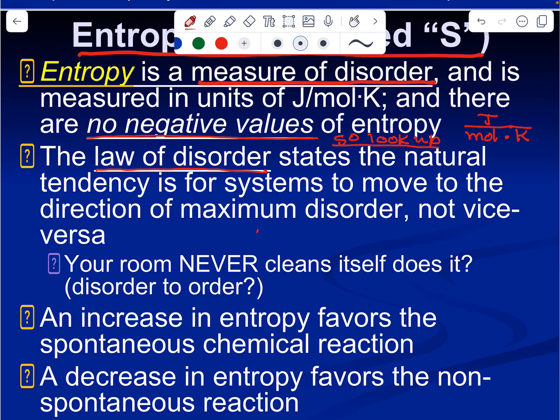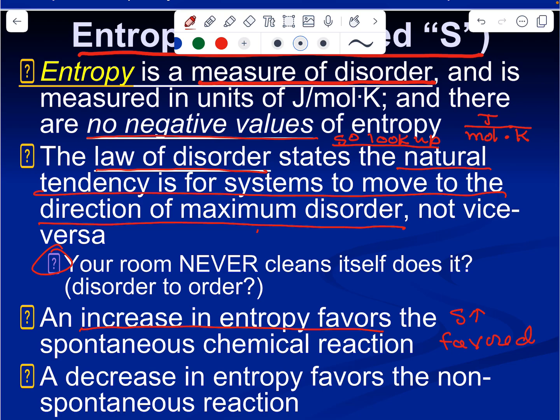The law of disorder states that there is a natural tendency for systems to move in the direction of maximum disorder. Everybody uses this example: your room never ever cleans itself. My room never cleans itself. If entropy increases, this is favored. That's a favored direction. A decrease in entropy, as entropy goes down, is not favored. The reaction does not want to proceed.